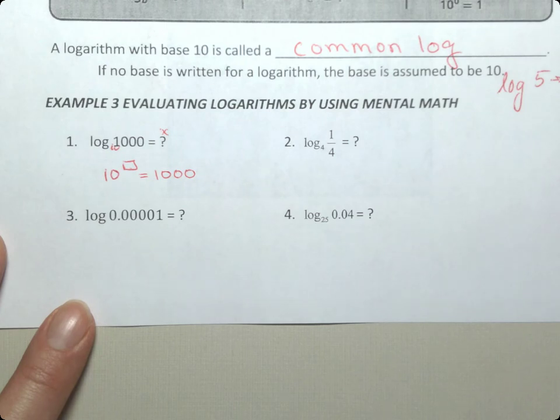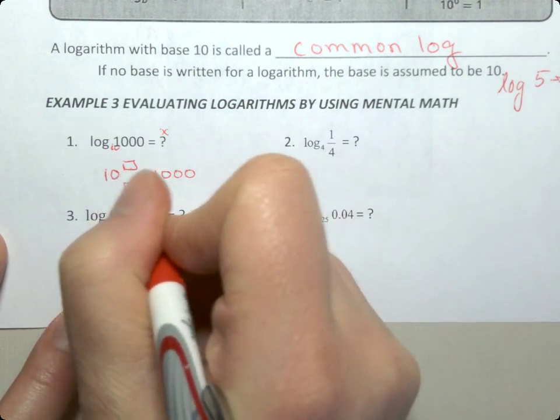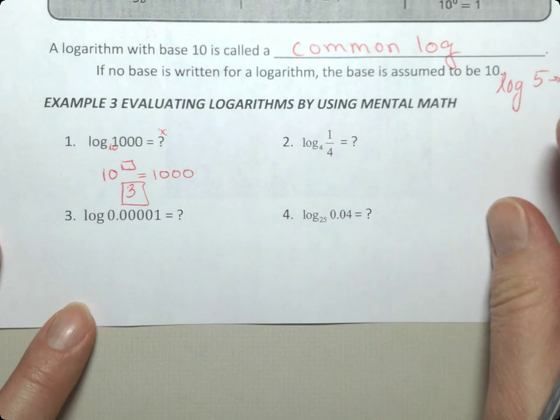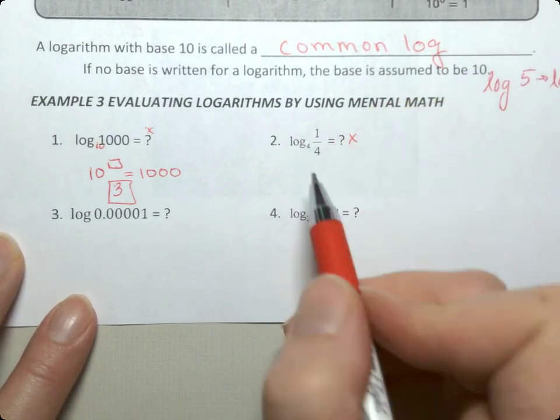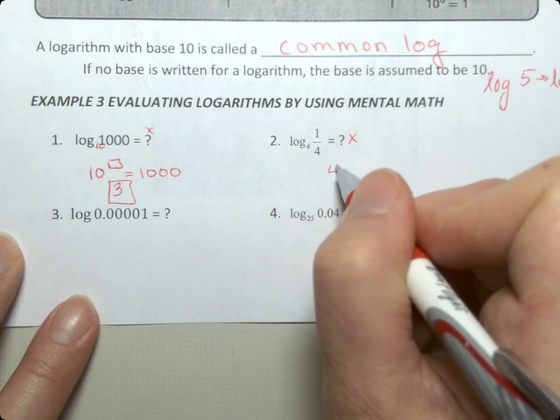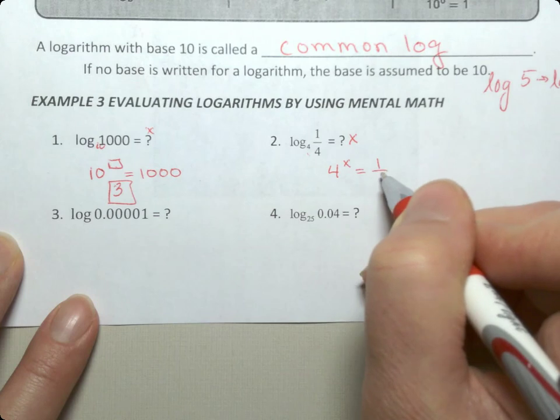Too big. 10 squared is 100. 10 to the third. So this is equal to 3. So I actually do prefer what you said. Like, I like to replace this with an x. So I'm going to write this as 4 to some power, right? 4 to the x equals 1/4.